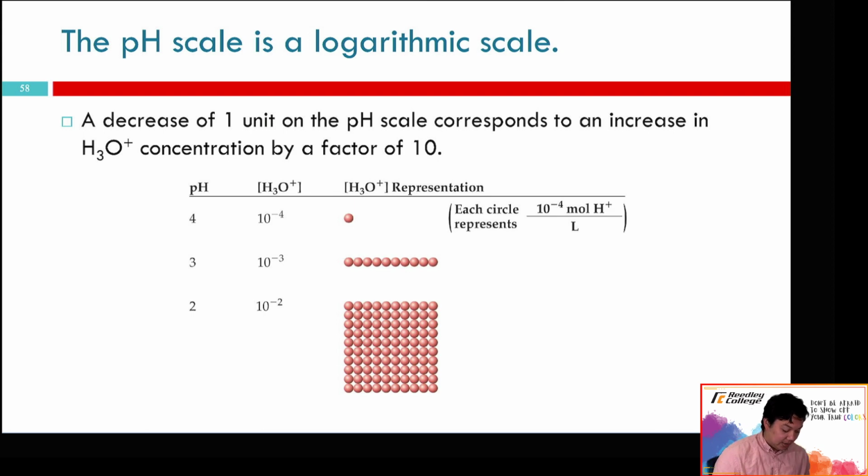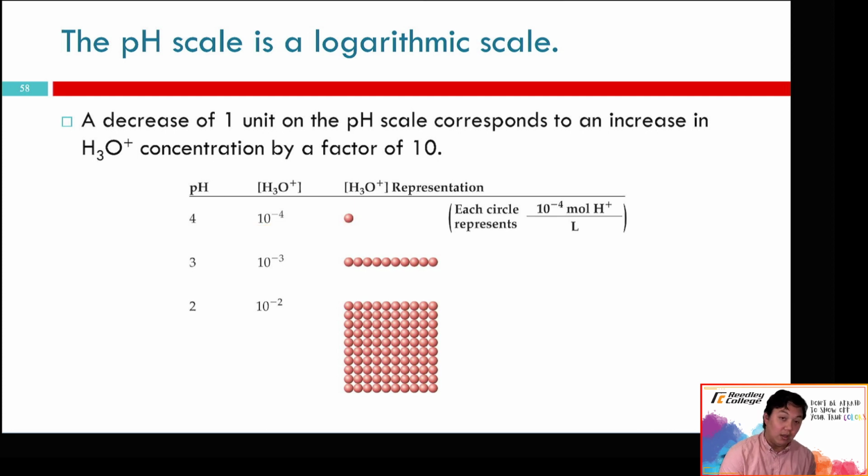So because we're using the negative log, if you take your calculator right now and just do negative log of 1 times 10 to the negative 4, you will get 4. So that's this first one here. 1 times 10 to the negative 4, that's 4.